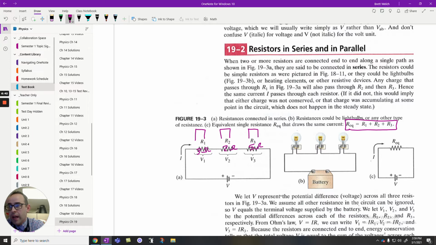So if you had a 3 ohm resistor, a 2 ohm resistor, and a 5 ohm resistor, we'd add those up, and we'd say the equivalent resistance to that whole circuit, if you put one light bulb in, would be a 10 ohm resistance. Okay, so that's pretty straightforward. When they are in a straight line like that, or in a sequence, we can just add them up.